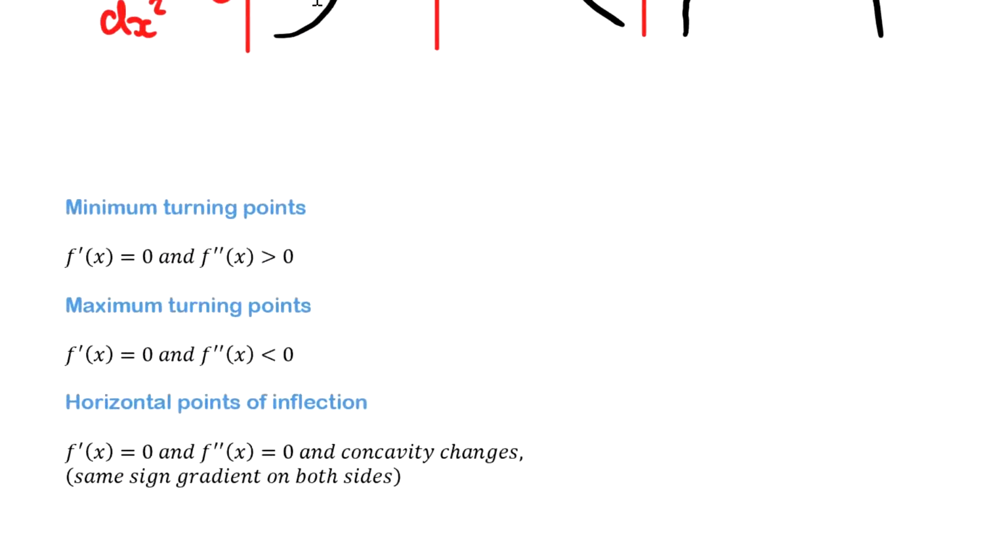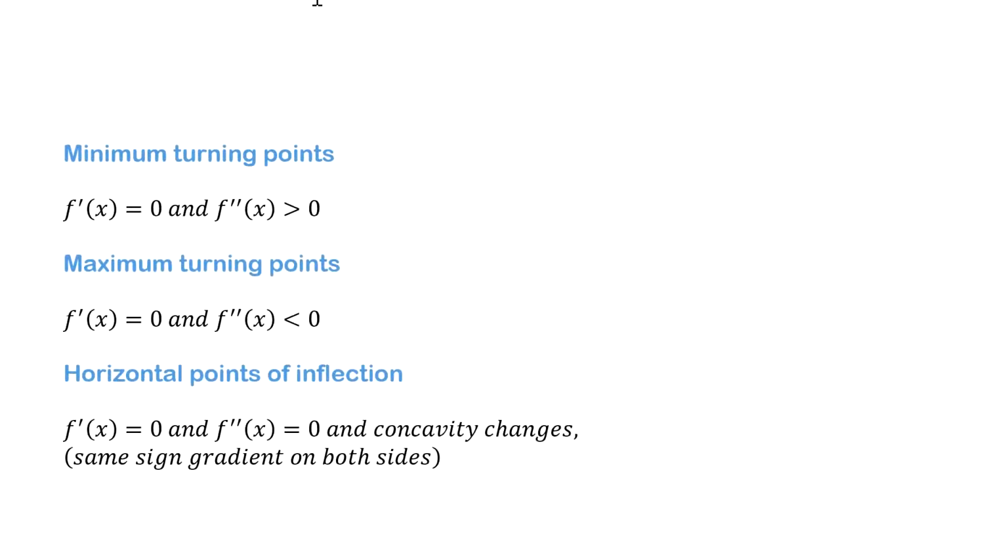Now if I zoom in down here, here's an important part when solving these types of questions. If you have a minimum turning point, the first derivative is 0 and the second derivative is greater than 0. You have a maximum turning point where the first derivative is 0, but the second derivative is less than 0. For horizontal points of inflection, the first derivative and the second derivative are 0, and there's a concavity change. This means that the gradient needs to have the same sign on both sides of that point. So if it's increasing, it's staying as increasing.